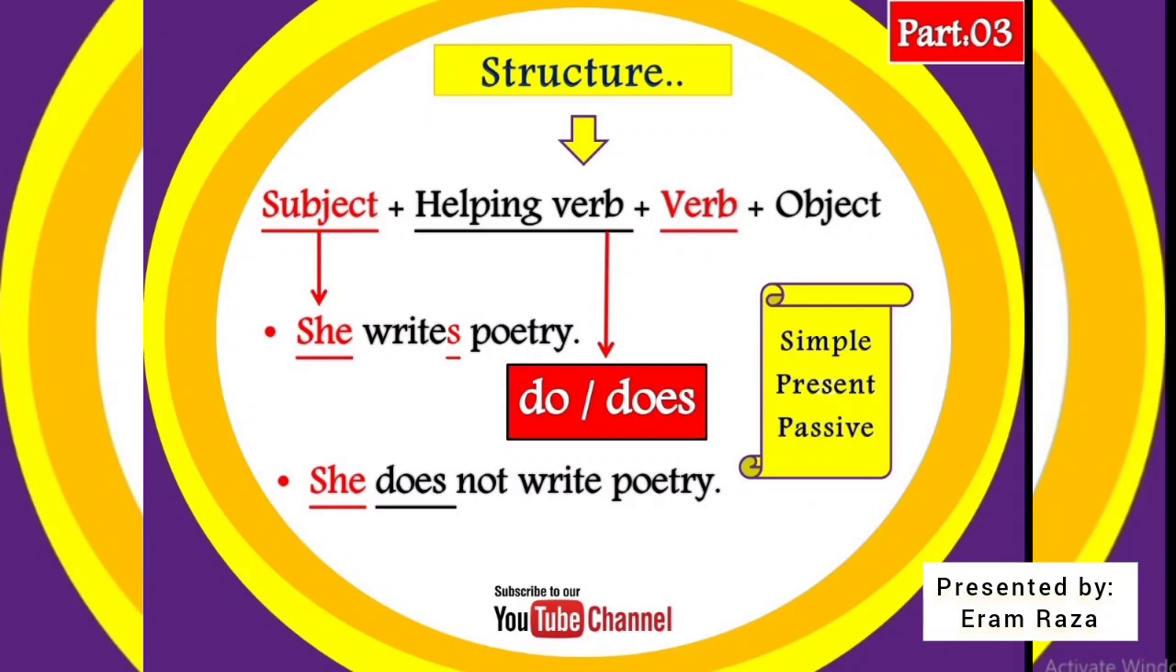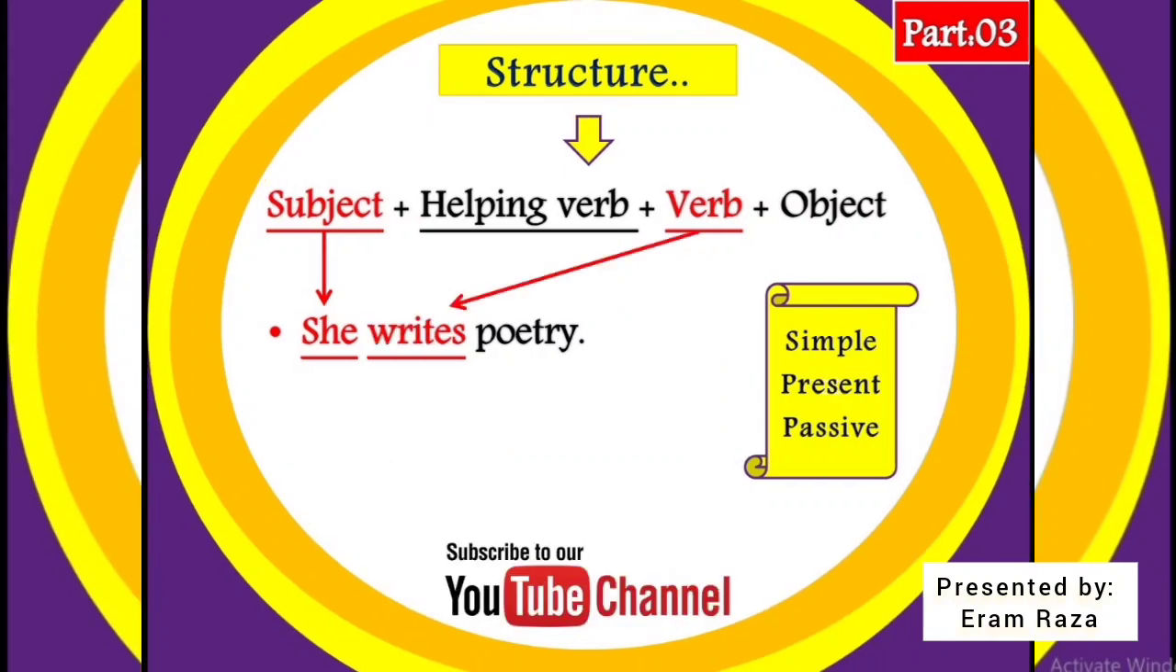All right, so this is another identification of simple present tense. If in affirmative sentences you are not using do and does, then instead of these auxiliary verbs, we have to add s or es with the first form of the verb, and this is exactly what we have done here.